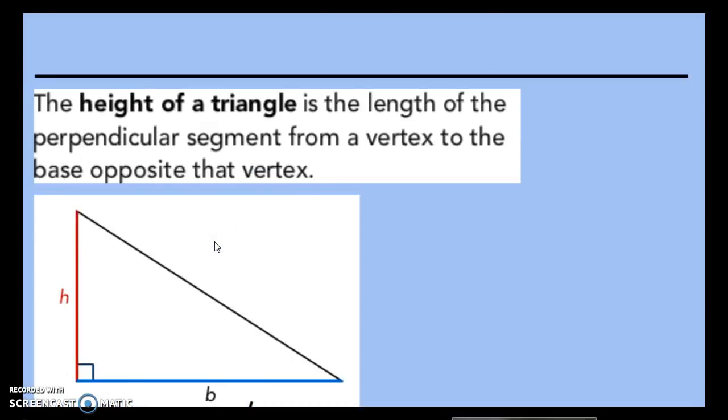The height of a triangle is the length of a perpendicular segment from a vertex to the base opposite of the vertex. So sometimes the height is going to be a perpendicular side, but sometimes it won't be right there. Sometimes it'll be the center. So if you had a regular triangle, that would be the height, and you'd use like a ruler or something to measure that. But in this situation, since we have a right triangle, you would measure this side. All right? Again, copy this down into your notebook, and then push play.